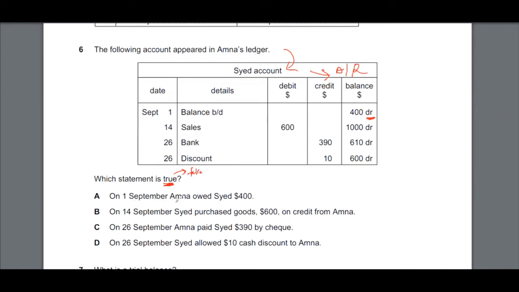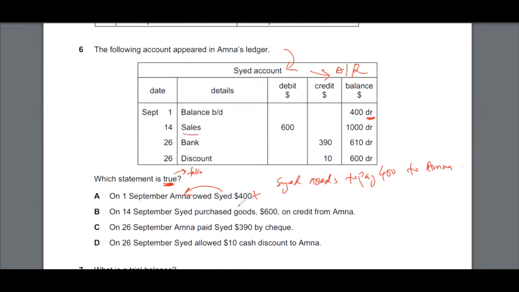On 1st September, Amna owed Syed $400. No, it's the opposite. Syed owes Amna. So Syed needs to pay 400 to Amna. On 14th September, Syed purchased goods $600 on credit from Amna. So sales, right? So this is actually correct.